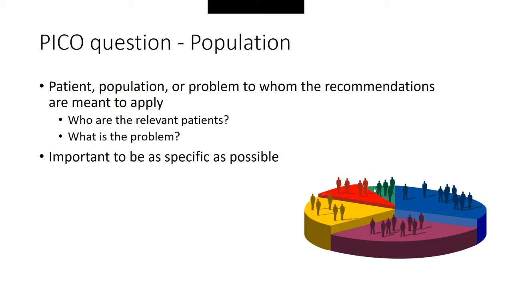So going back to P, the population. The P in PICO stands for the patient, population, or problem to whom the recommendations are meant to apply. So who are the relevant patients, or what is the problem? It's important to be as specific as possible, and we'll come back to this a little bit later.